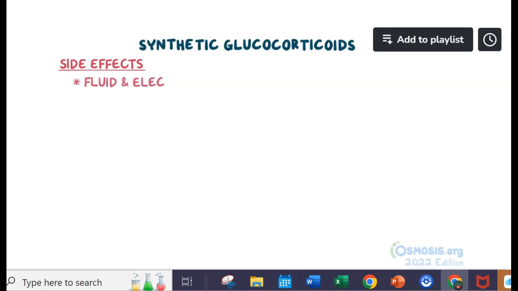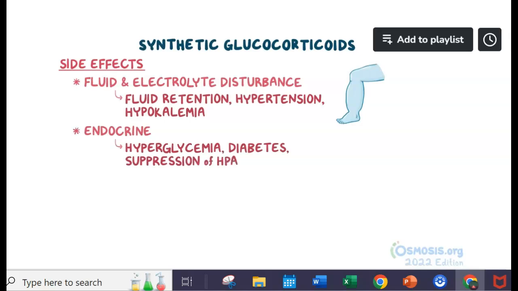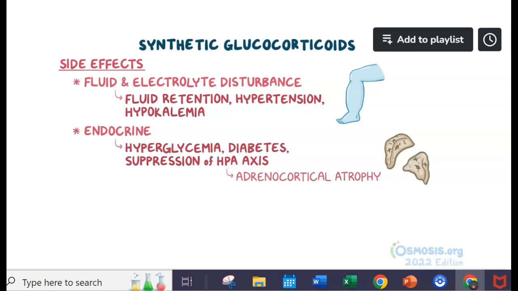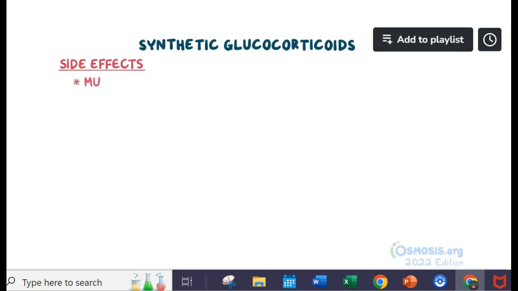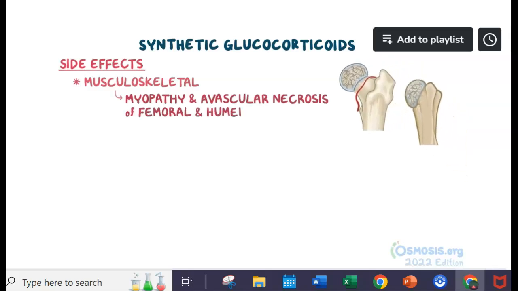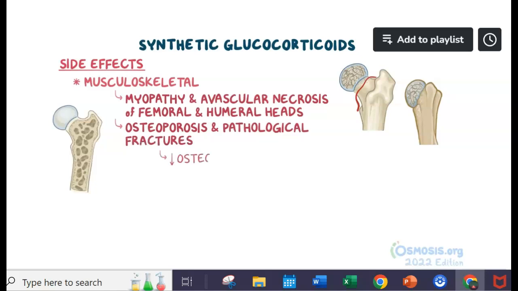Other side effects include fluid and electrolyte disturbance, such as fluid retention, hypertension, and hypokalemia. Endocrine side effects such as hyperglycemia, diabetes, and suppression of the hypothalamic pituitary adrenal axis, which can lead to adrenocortical atrophy. Next, since they cause immunosuppression, they are associated with an increased risk of infection and impaired wound healing. In addition, glucocorticoids can cause musculoskeletal side effects, which include myopathy and avascular necrosis of femoral and humeral heads, but also osteoporosis and pathological fractures because they decrease osteoblast activity and increase osteoclast activity.